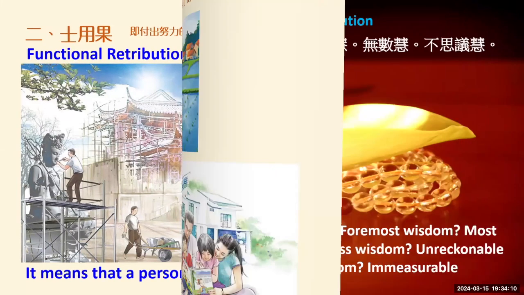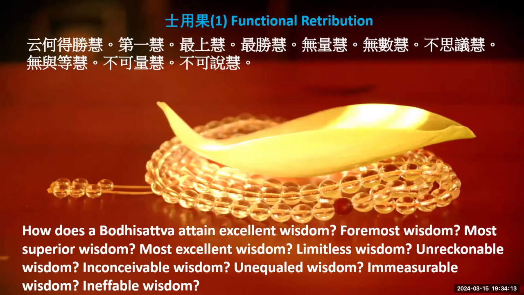Back to the Pure Conduct chapter, the patriarch categorized 4 parts of the question as functional retribution. How does a bodhisattva attain excellent wisdom? Foremost wisdom, most superior wisdom. What kind of rewards will a bodhisattva receive after practicing pure conduct and applying these 141 vows in their daily life? First of all, the bodhisattva will attain extraordinary wisdom.